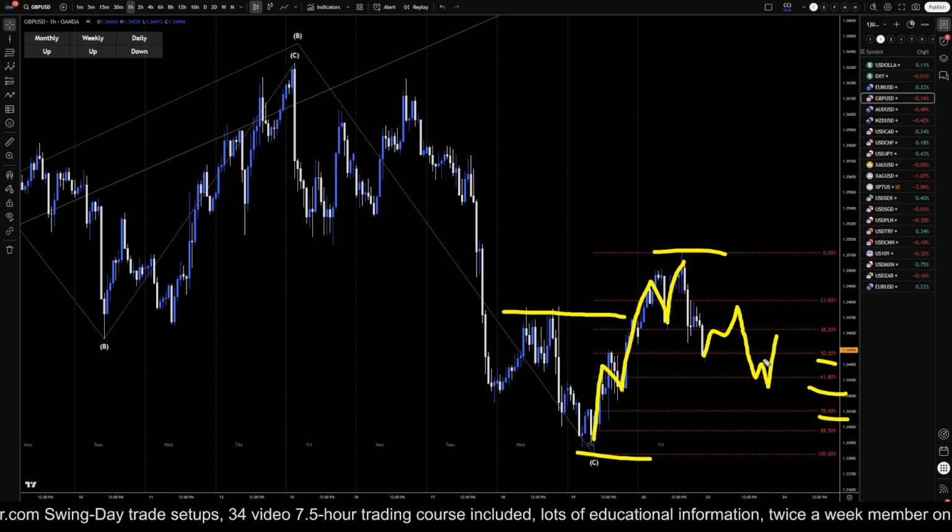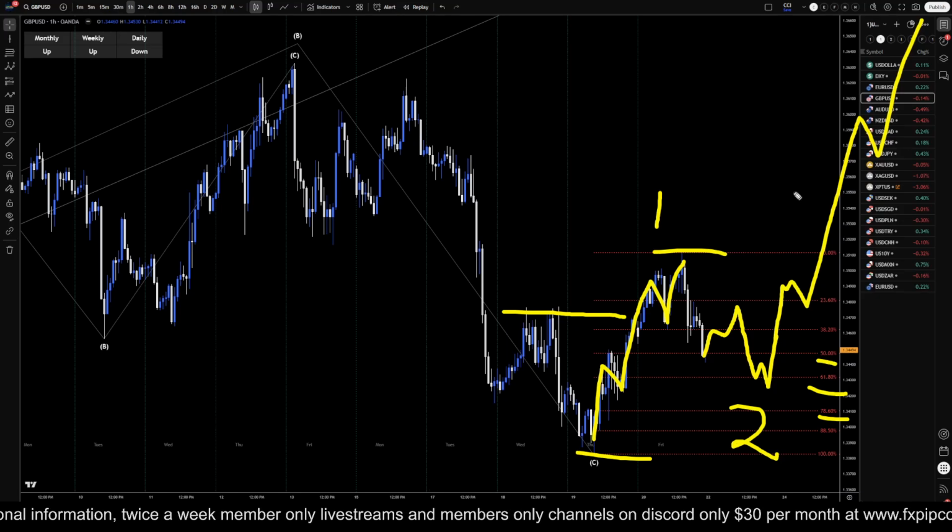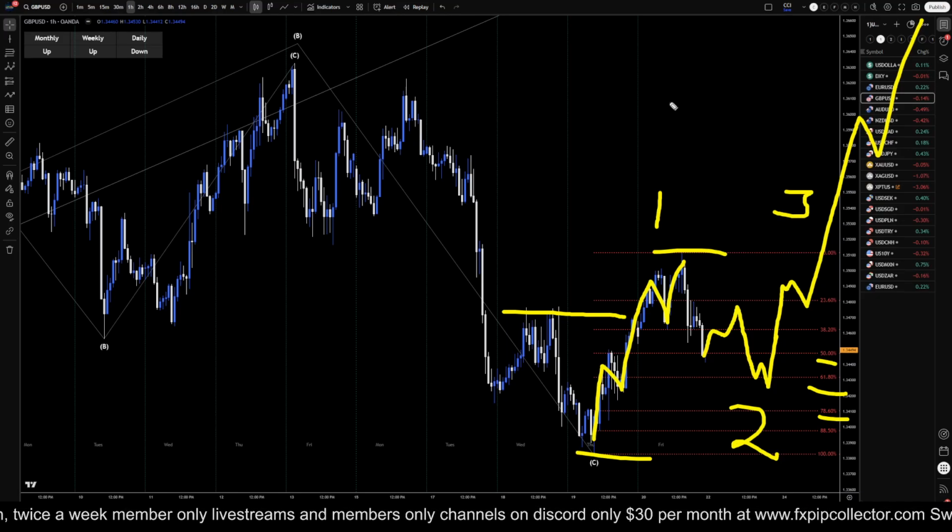Either way, it doesn't really matter. I'm looking for a three-wave pullback. I'm looking for a nice engulfing move up or a nice breaker structure to the upside at a Fibonacci level for my next entry to go long. Hopefully for a wave one, wave two, and then potentially the beginning of a wave three, which is actually just another subdivision of the much bigger trend on the much, much higher time frames.